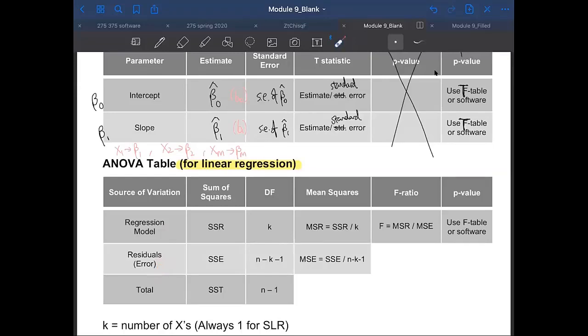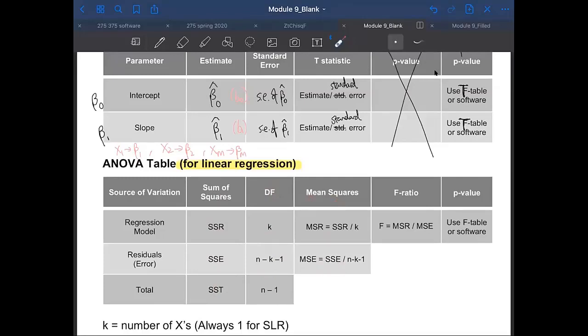And we have SSR. Last week, I think it was called SSTR. Here it is called SSR versus SSE. You also have their corresponding degrees of freedom here. Again, those two should add up to n minus 1. And the mean square is fairly similar to what we had last week. You just use the sum of squares column divided by the corresponding degrees of freedom column. You're going to get MSR.